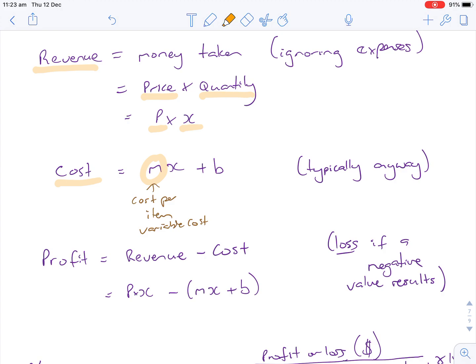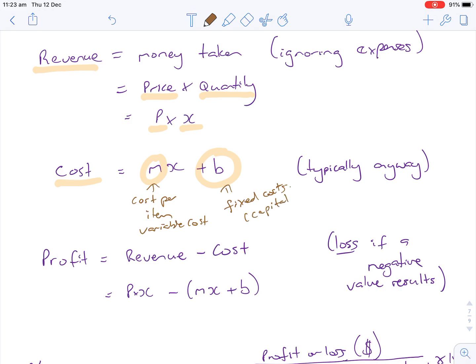This B, which you would recognise as being your y-intercept, is what it costs you to sell your goods before you've even made a single good. So that's typically your capital items. So this is my fixed costs, and I'm going to put in brackets under there, capital.